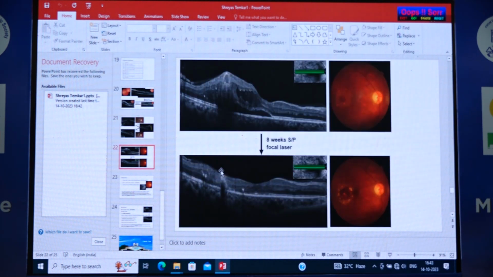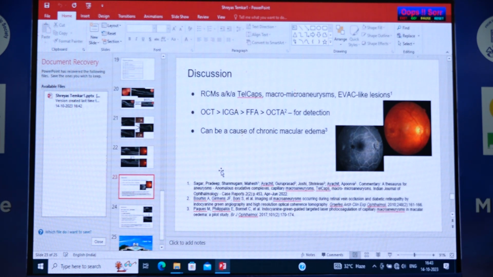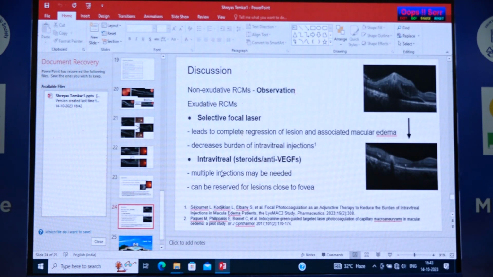This is another patient with a perifoveal RCM lesion. 8 weeks after focal laser, there was complete regression of macular edema as well as the lesion. These RCMs are also known by various names like telcaps, macro-microaneurysms and EVAC-like lesions. OCT is best to detect these lesions, followed by ICG and FFA. They can be a cause of chronic macular edema.